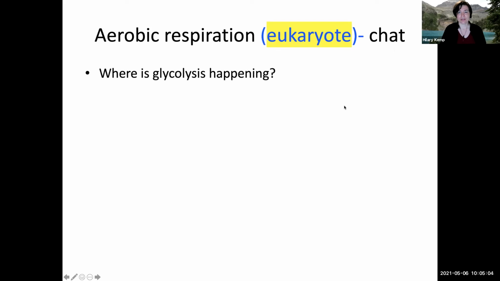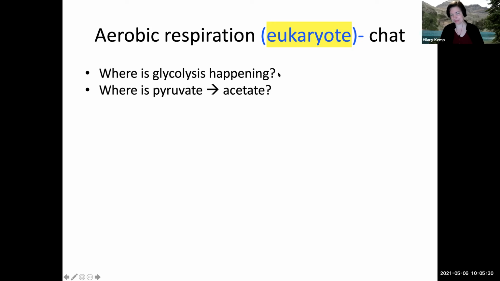So let's start with this question in the chat. Where in the eukaryotic cell is glycolysis happening? So this is a eukaryotic cell that's performing aerobic cellular respiration. Where is the glycolysis pathway, which is the first thing that happens, glucose being split down to pyruvate? Where is that happening? Great. That's happening in the cytoplasm.